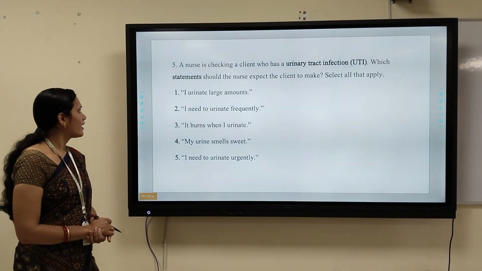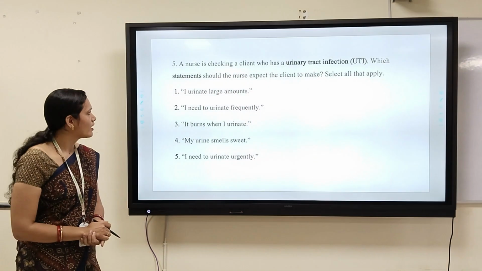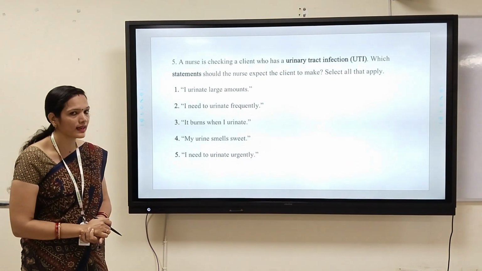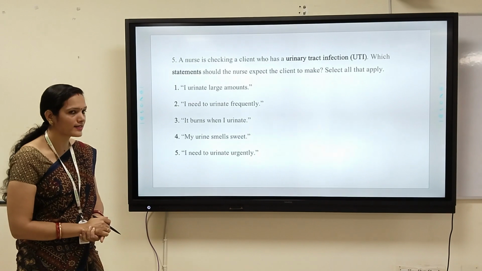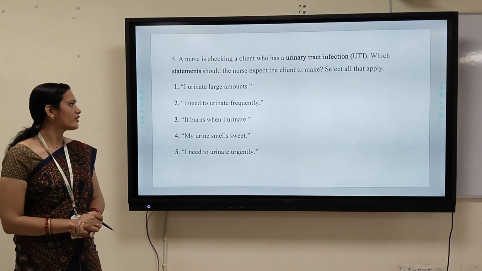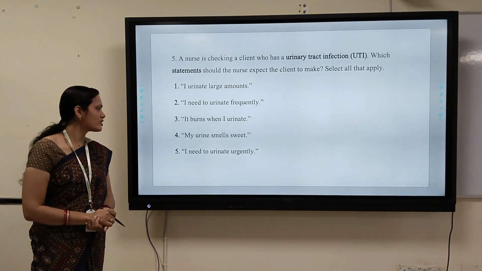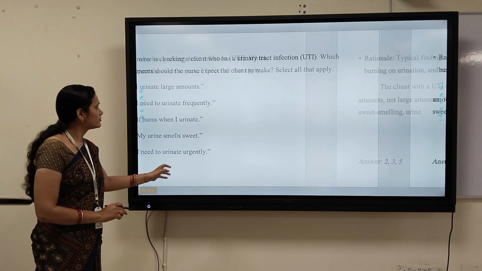The last question is: a nurse is checking a client who has a urinary tract infection. Which statements should the nurse expect the client to make? Select all that apply. First, I urinate large amounts. Second, I need to urinate frequently. Third, it burns when I urinate. Fourth, my urine smells sweet. Fifth, I need to urinate urgently.